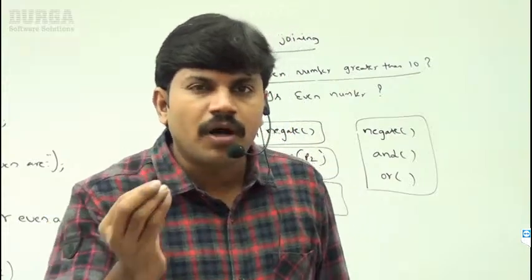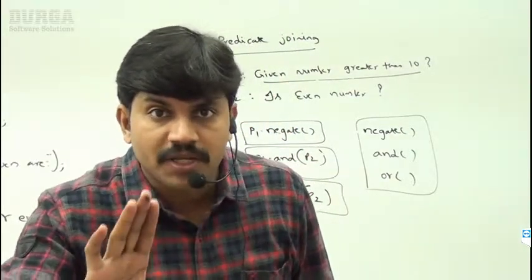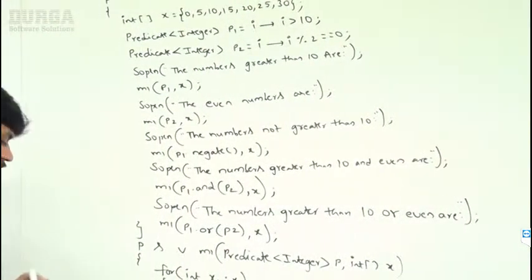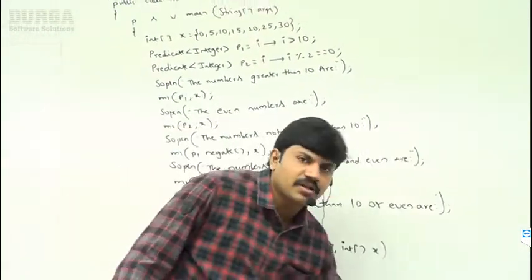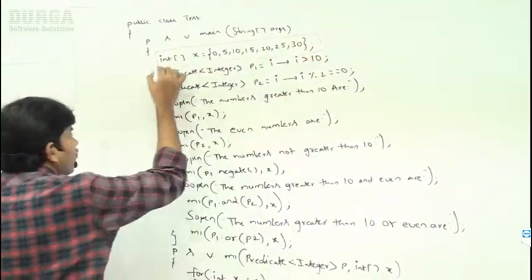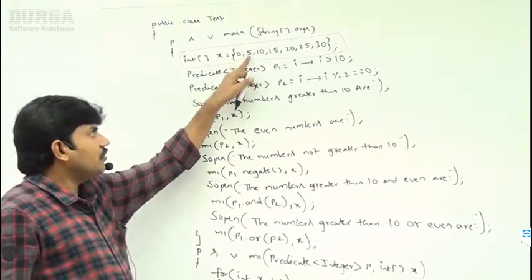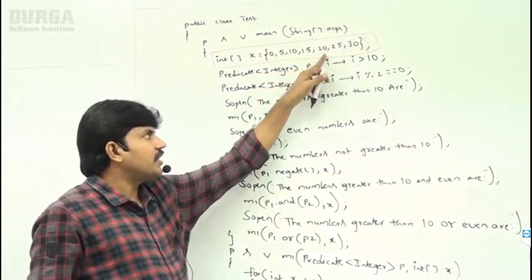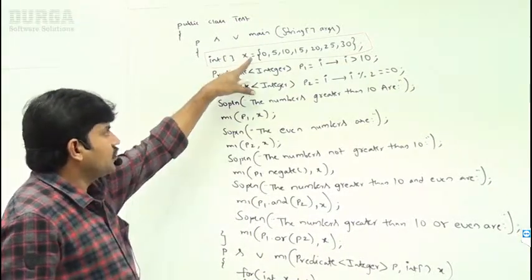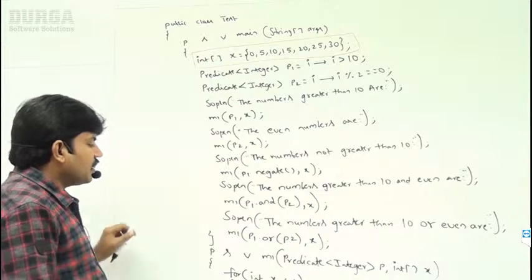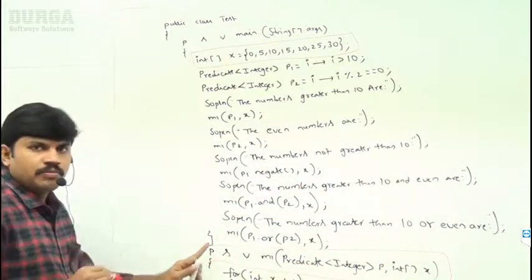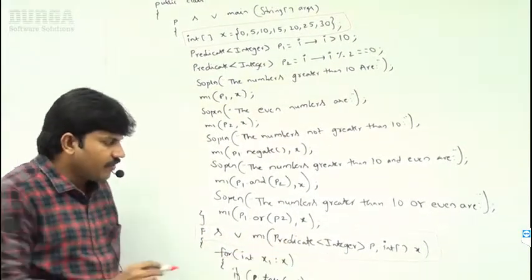Let me go for a small executable code so that you can understand more clearly. Listen to this small example. Just observe carefully. Here I am taking one int array: 0, 5, 10, 15, 20, 25, 30. Around 6 or 7 values are available. Next, I have one method. Observe this method carefully: public static void m1.